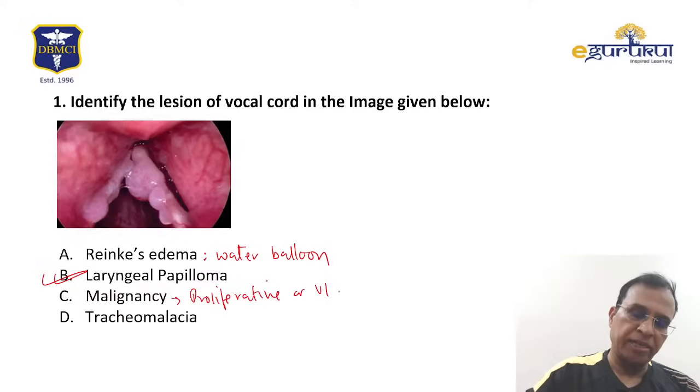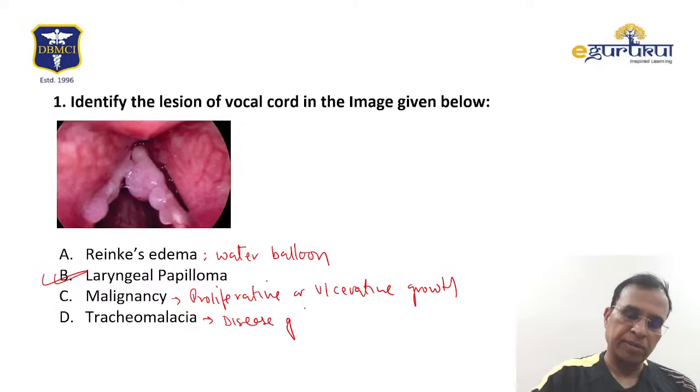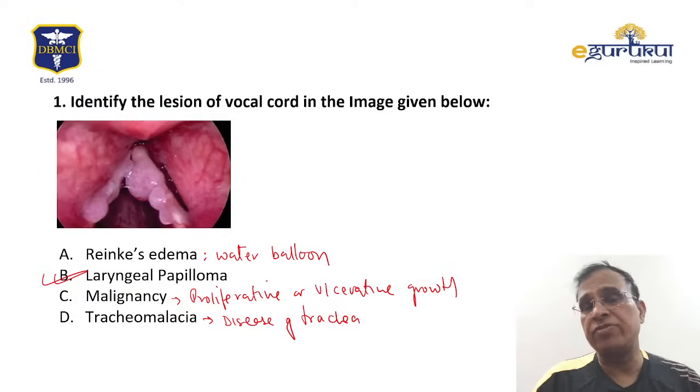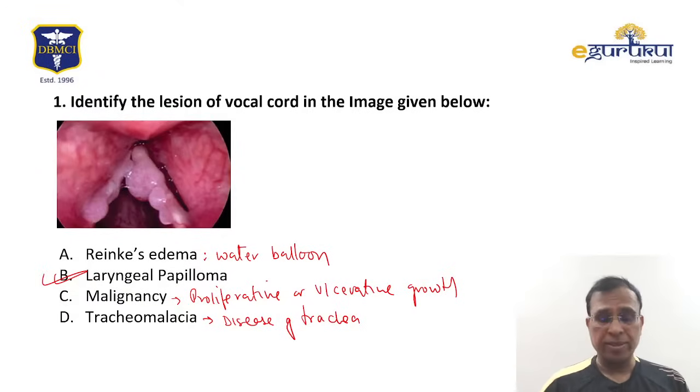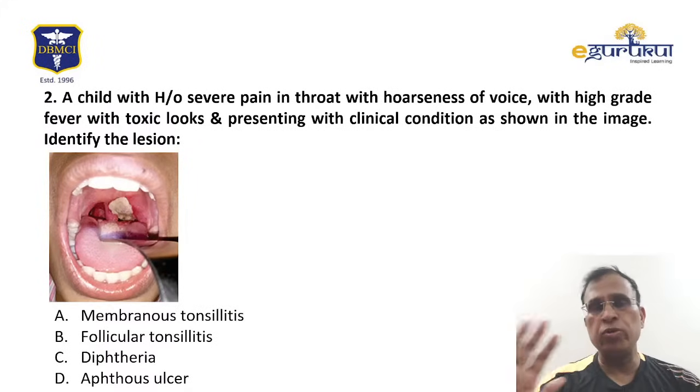Or ulcerative. And tracheomalacia is a disease of the trachea, not the larynx. The name tells you tracheomalacia is a disease of the trachea. This is the larynx, so it cannot be correct, isn't it? So D can never be the correct answer. So everybody who answered got it right.